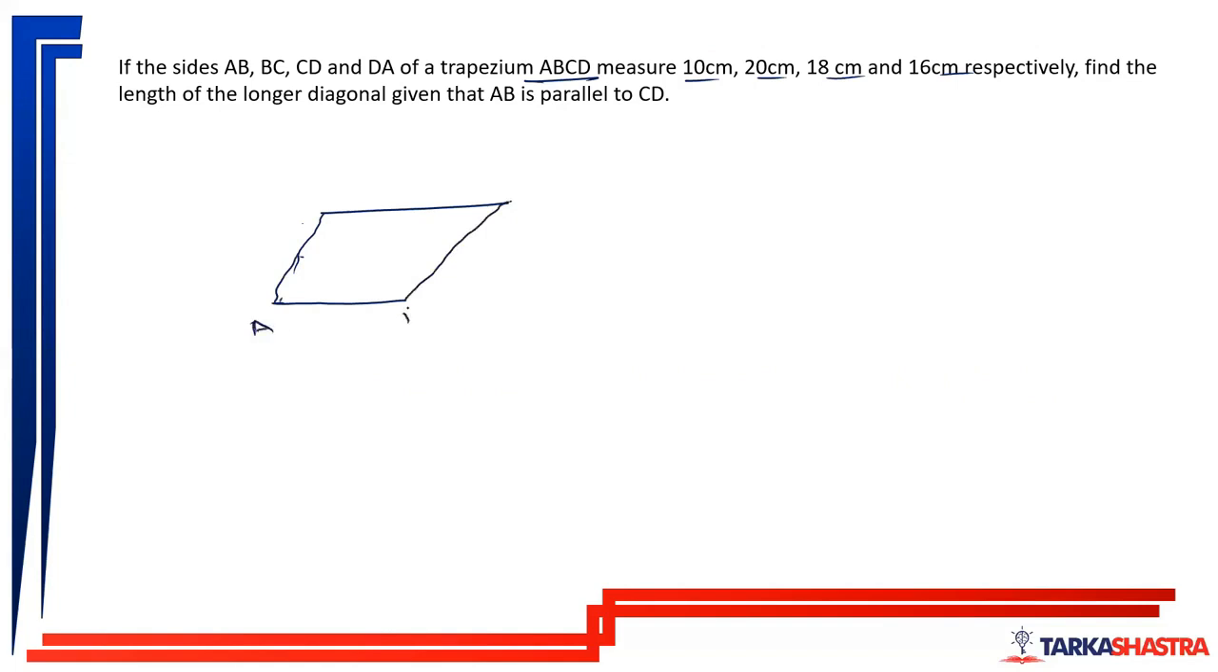This is A, this is B, this is C, this is D. AB is given to us as 10. BC is 20. CD is 18. And DA is 16. Find the length of the longer diagonal, which means they are asking us to find AC.